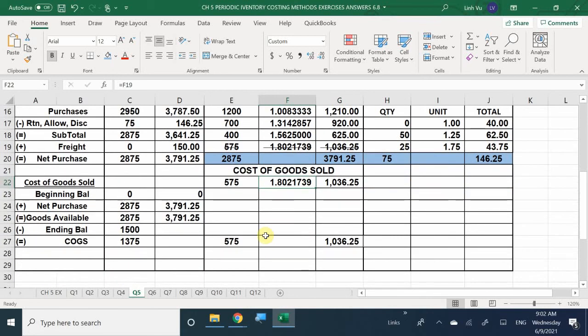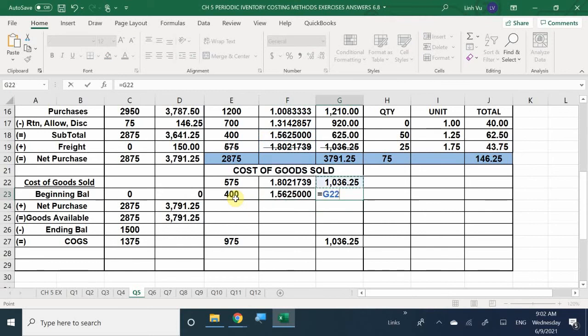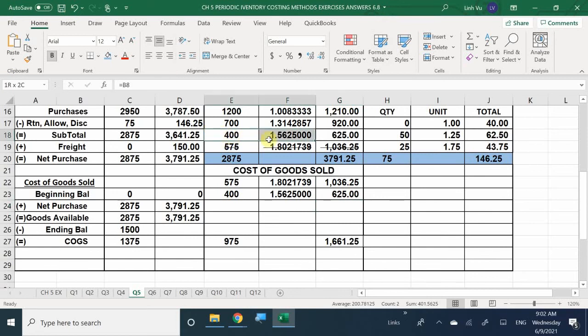So what's the next one? Which batch are we going to take from next? You can use the entire 400. We're going to use the entire 400. So that means I'm just going to copy the information down because I don't need to calculate this one because I'm going to get rid of the whole batch. So in this case, if I'm going to get rid of the whole batch, no need to calculate. You already know the whole thing is going to be for the $625.